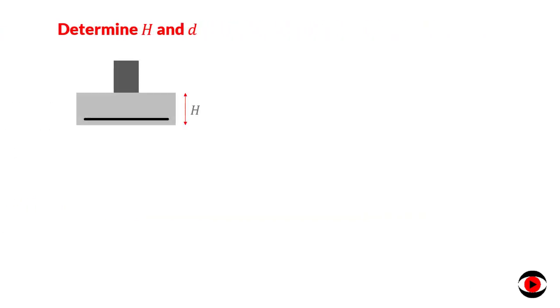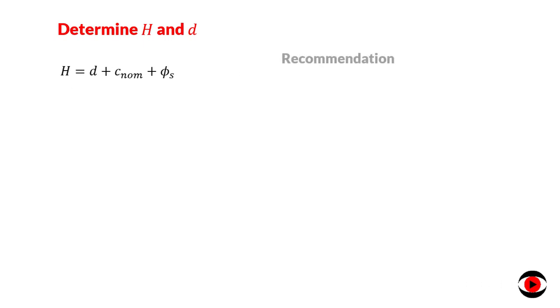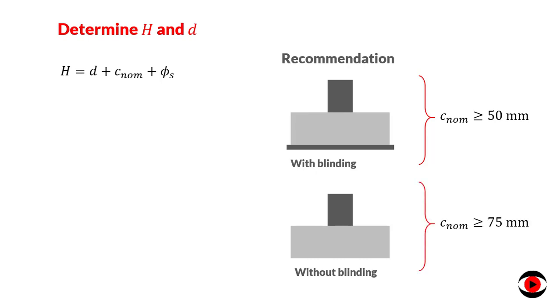To determine the thickness and effective depth of pad, we use this equation where C num is the nominal cover and phi s is the diameter of bars. To determine the nominal cover, it is recommended that when the pad rests on a blinding, the nominal cover should be greater than or equals to 50 millimeters. On the other hand, when the pad rests directly on the soil, that is, without blinding, the nominal cover should be greater than or equals to 75 millimeters.